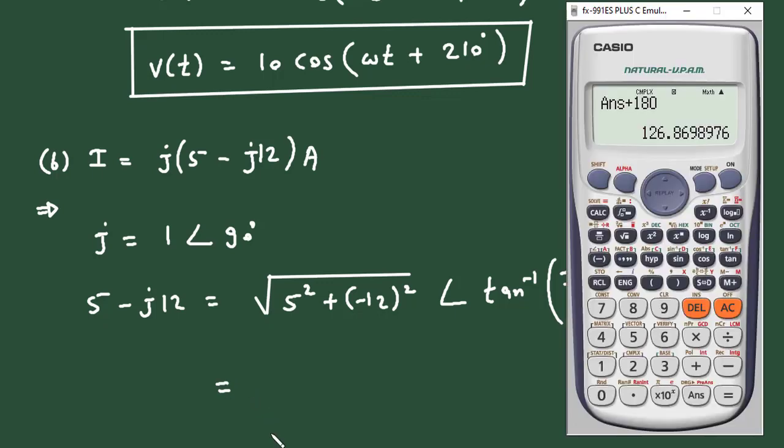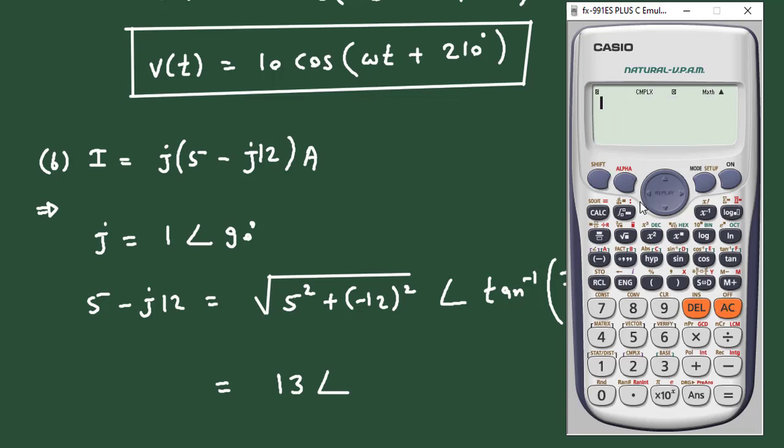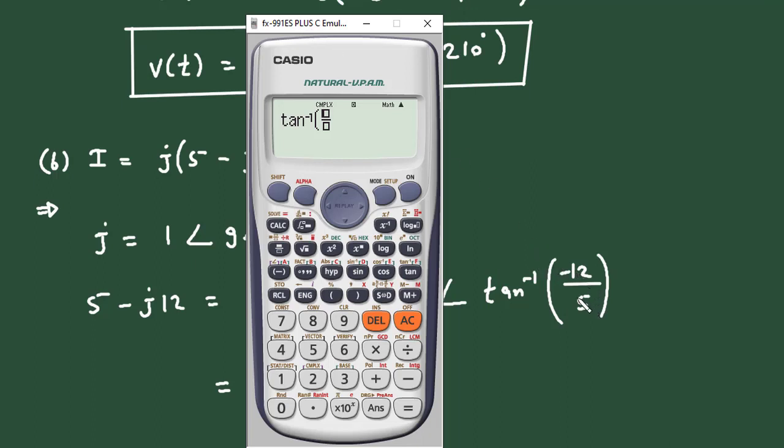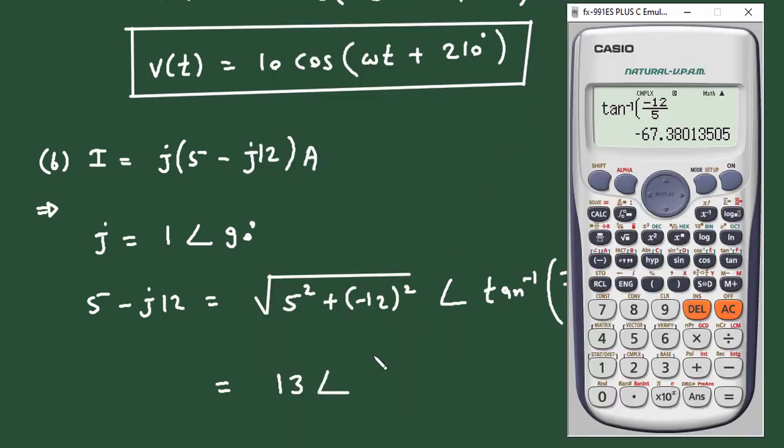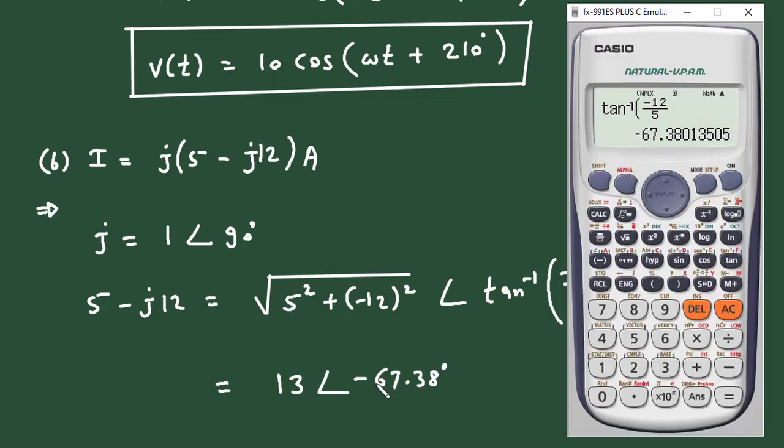So this will be under root of 5 square plus in bracket minus 12 square. So it is 13 at an angle tan inverse of minus 12 by 5. So minus 12 divided by 5, that is minus 67.38 degree.